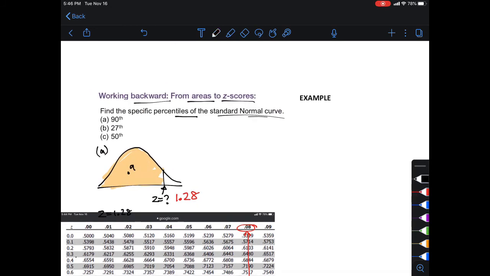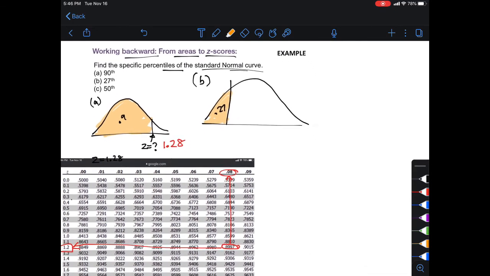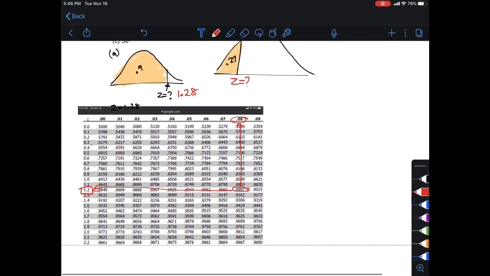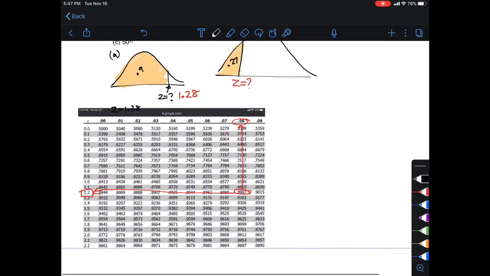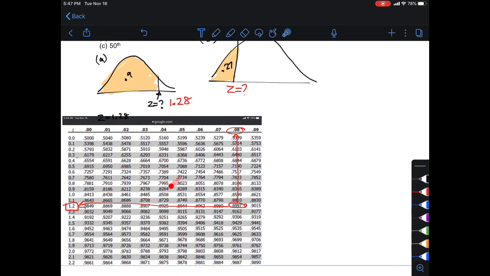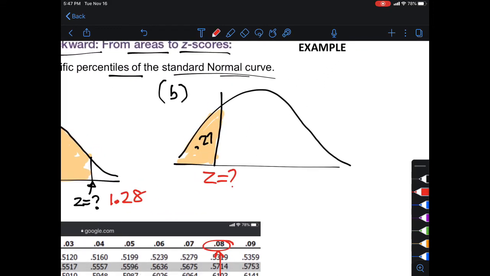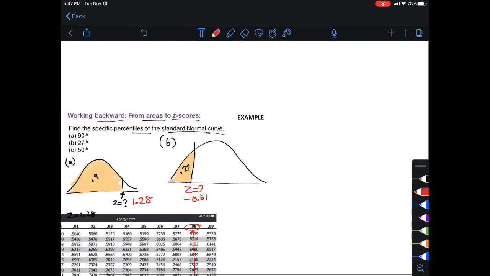All right, let's do the 27th percentile. The 27th percentile is that, where it's 0.27 area here. And what's the z-score here? Well, you're looking for area 0.27. So you're going to go back to the table. It's not going to be on here because it's smaller than this number, but if you go back to the first page, you find that the area closest to 0.27 is for z-score negative 0.61.